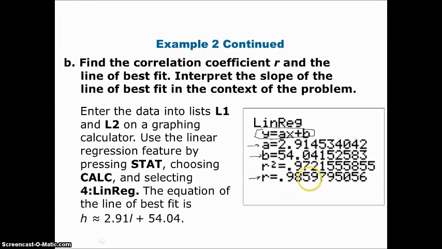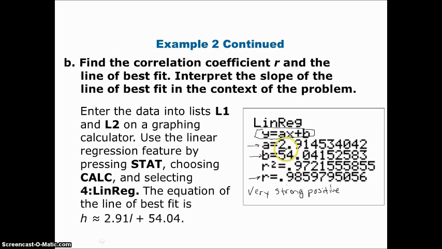That's the correlation coefficient. So that data that was just in that chart two slides ago was put into a calculator. It says enter the data into list L1 and L2 on a graphing calculator. That was the data that was in that chart. So the correlation coefficient for that data is 0.98597. That's a very strong positive correlation.